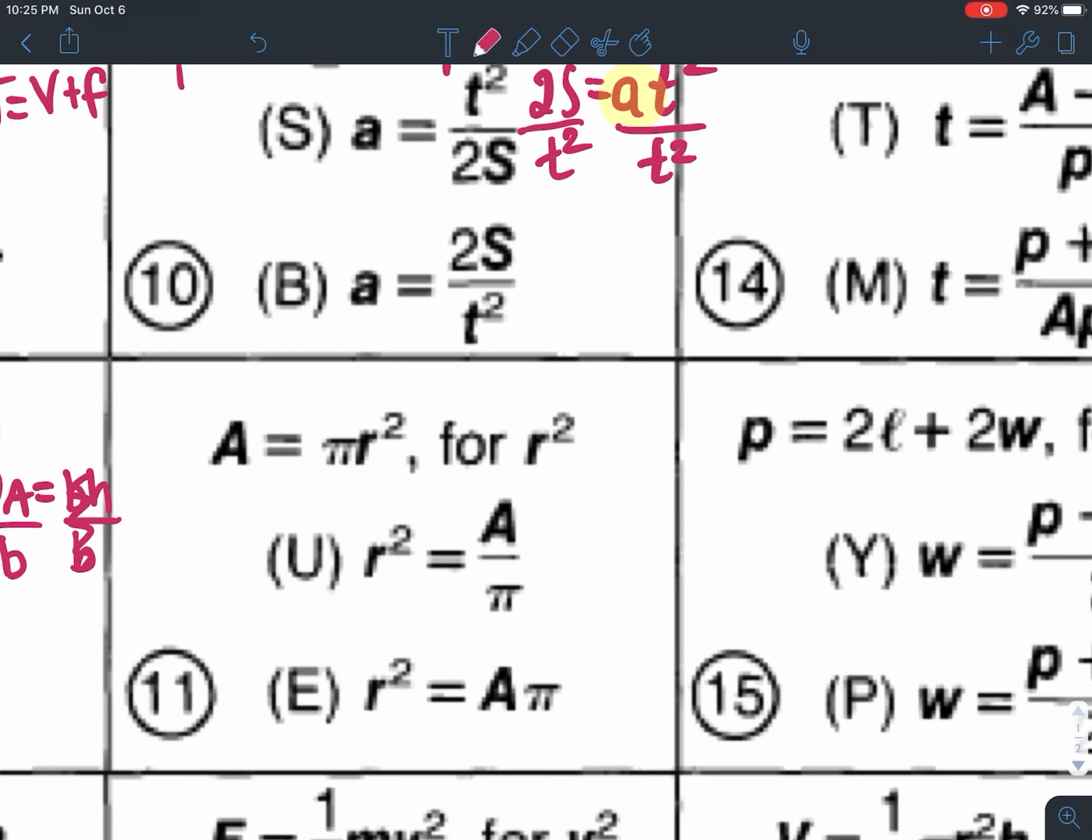Number 11, you're going to solve for r squared. So you have to get rid of your pi. Again, it's attached, we're just going to divide it off.